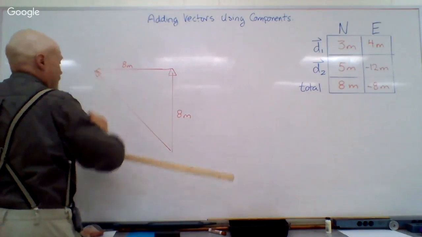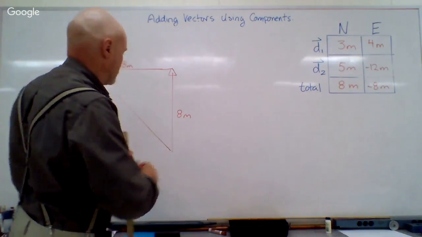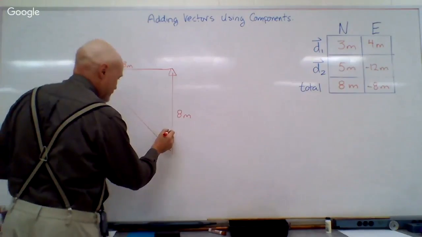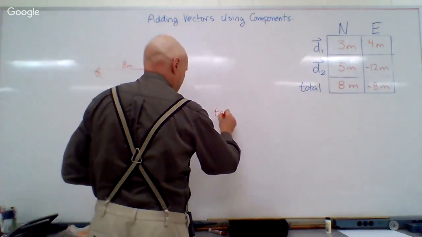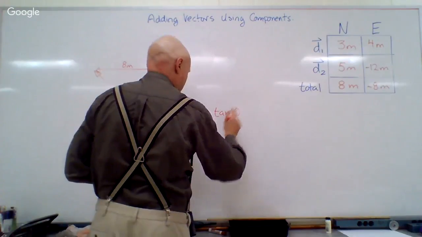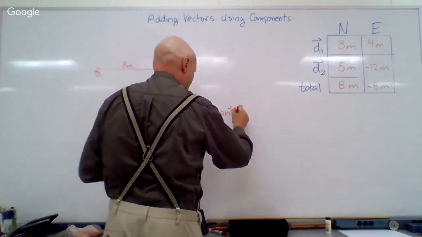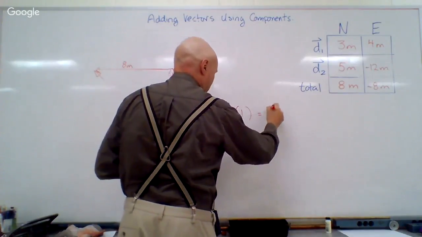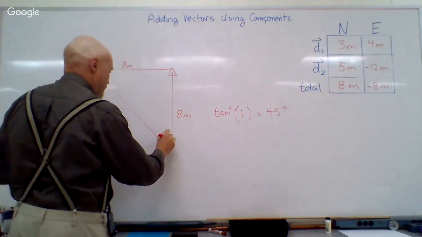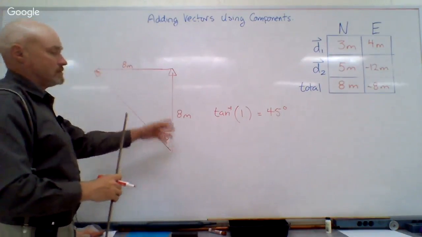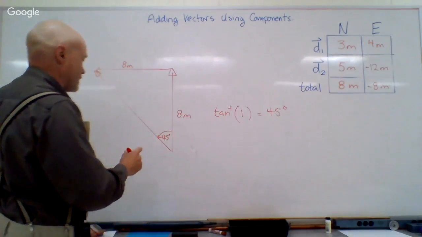So I could use tangent first to find out what the angle is. The inverse tan of 8 over 8, or the inverse tangent of 1, is 45 degrees. So this is north, 45 degrees to the west, if I want to express it that way.